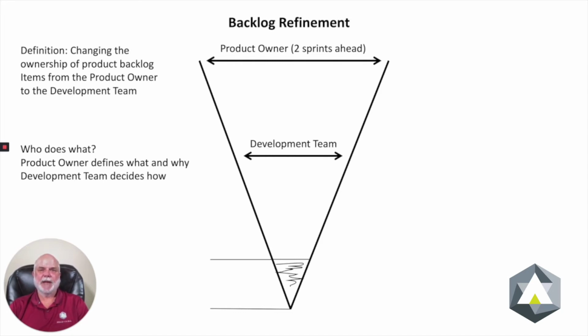Now, the development team helps them out with backlog refinement, makes those items smaller, more well-defined, with the goal being that that item is very well-defined at the bottom of the drawing when we get into sprint planning.